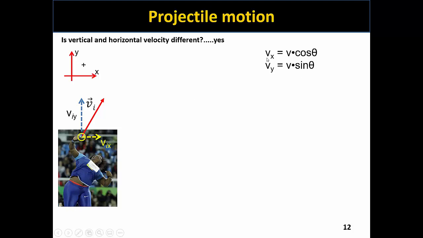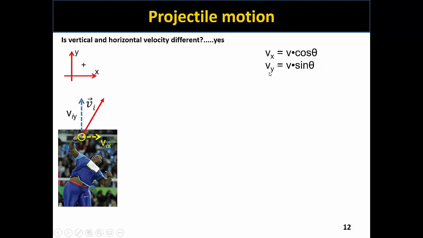So we see that in order to calculate the x velocity or the x component to the resultant velocity, it's going to be a function of the magnitude of that initial velocity times the cosine of the angle from the horizon.